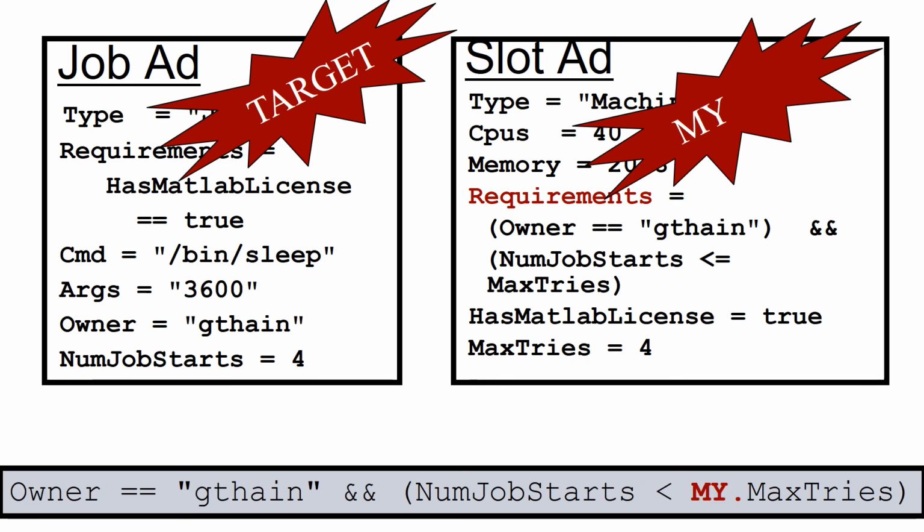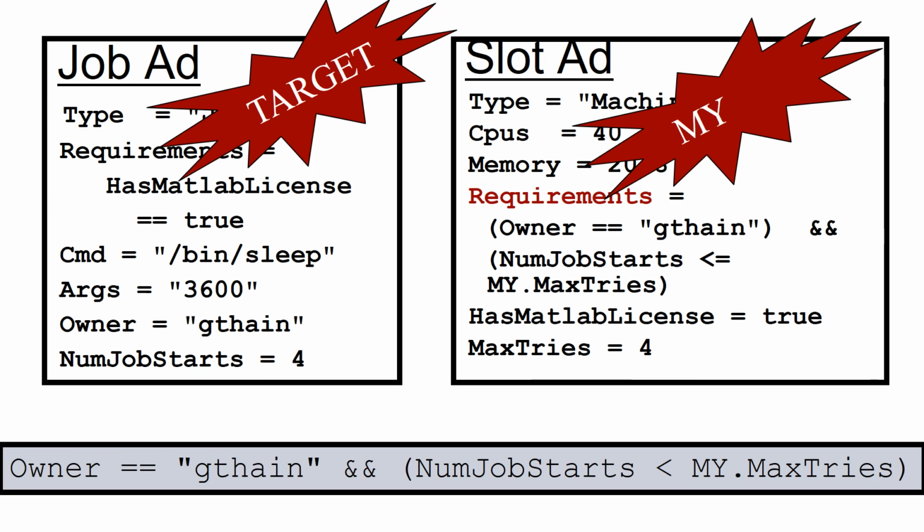So, we can change MaxTries to MY.MaxTries. Similarly, if you know that an attribute reference should never be found in the MyAd, only in the target ad, you can use the TARGET. prefix. This will cause ClassAds to only look in the target ad, the job ad in this case.